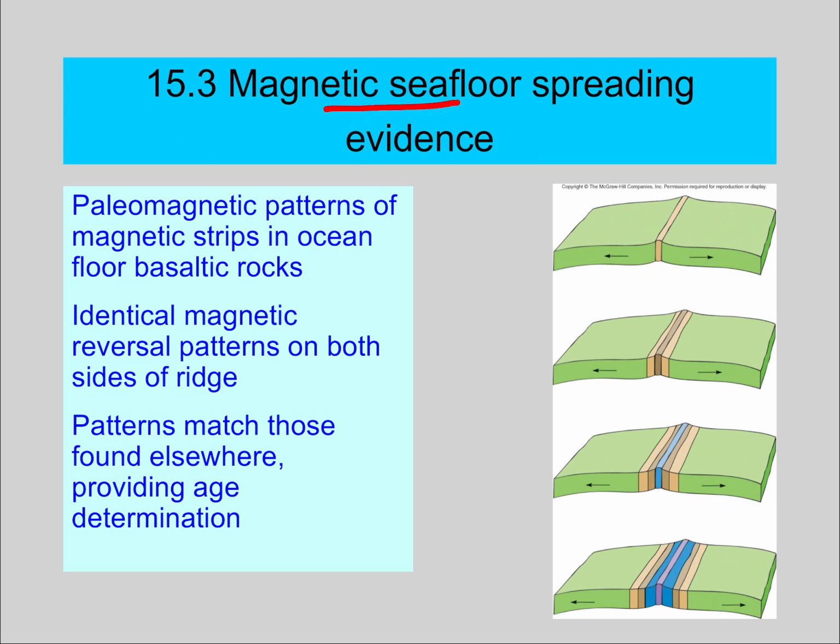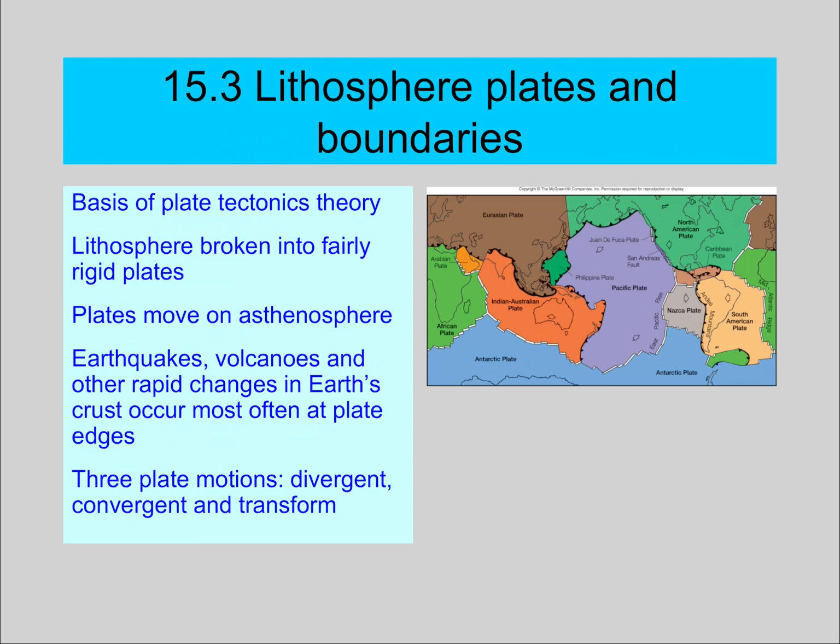We also see that there is magnetic seafloor spreading evidence. If you see here, this is the oldest, the purple down here is the newest. We have paleomagnetic patterns of magnetic strips in the ocean floor basaltic rocks, identical to the magnetic reversal patterns on both sides of the ridge, so the evidence supports each other, which doesn't always happen in science. The patterns match those found elsewhere, providing age determination. Because we can match these rocks to somewhere else with a known amount of time, we can deduce the age of the rocks of things that are much, much, much older, coming from sources underneath the ocean.